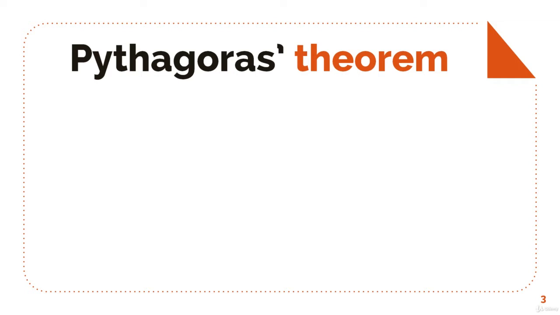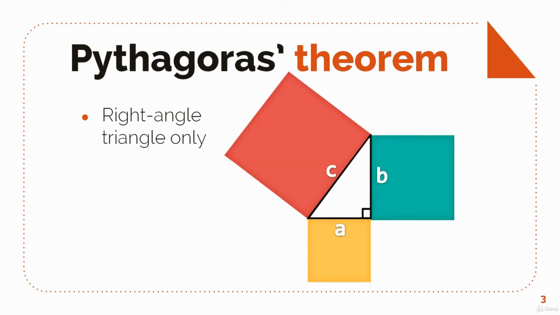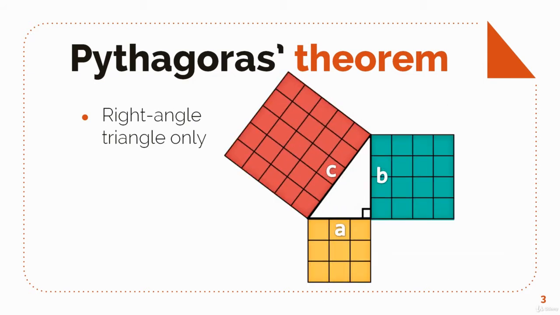Feel free to skip ahead if you already know this, but I just want to explain it so that anyone who has forgotten it or doesn't know it can be on the same page as the rest of us. Okay, so the theorem goes like this. If there's a right angle triangle and we make squares on each of the three sides, call it A, B, C, then the biggest square, the C side, has the exact same area as the other two squares added together. We can see that it works because 9 plus 16 is 25.